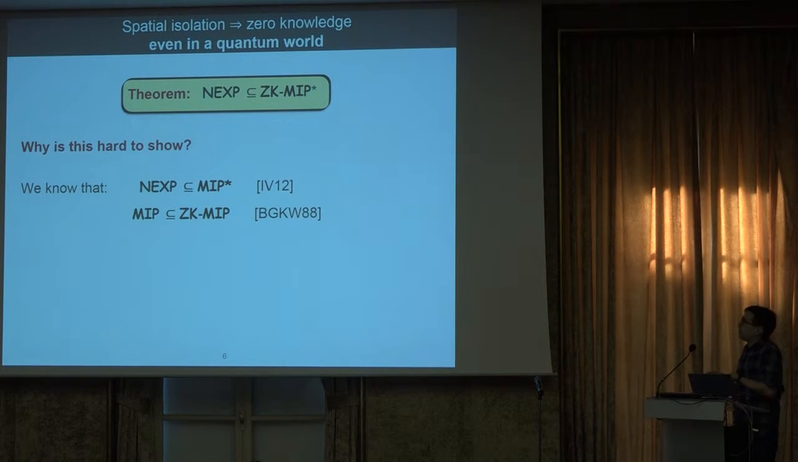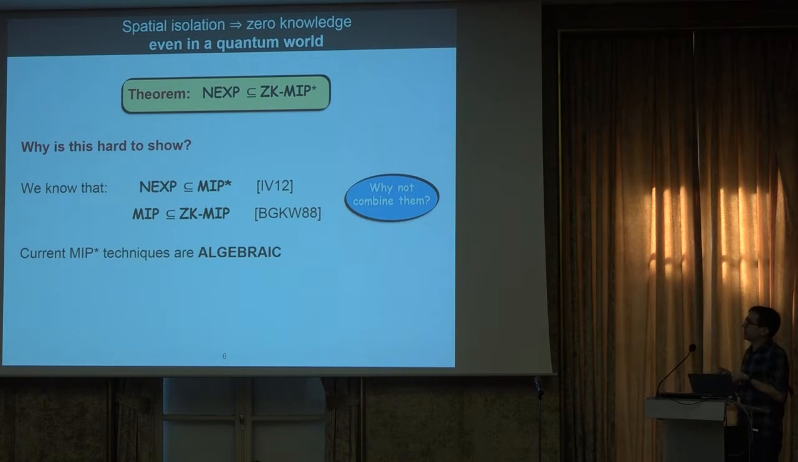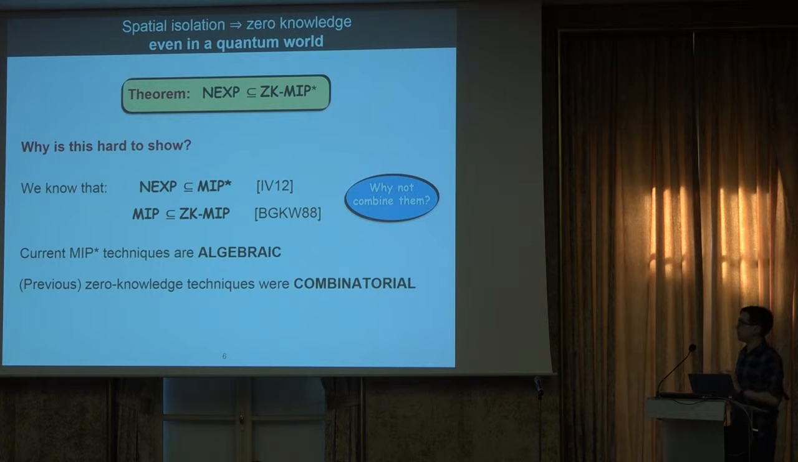So since we know both of these things, why can't we just put them together? The problem is that there's a mismatch in the way these things work. The only way that we know how to prove things are sound in the MIP star model is essentially algebraic. So we don't really know how to use the combinatorial techniques that are used to prove the BGKW results, how we can prove that these are sound in the quantum entangled setting. Whereas the techniques used in Ito and Vidick are inherently algebraic.